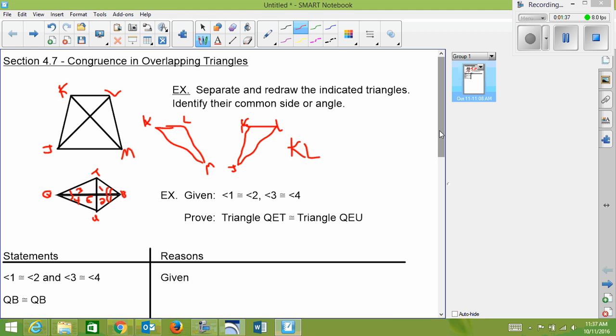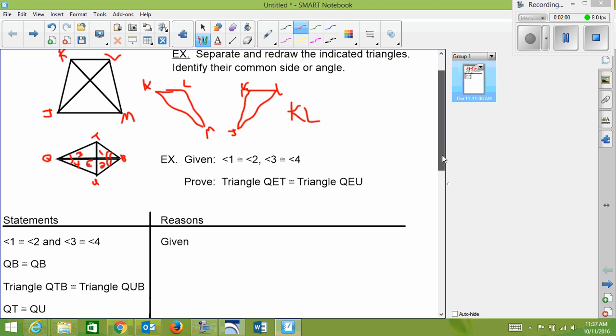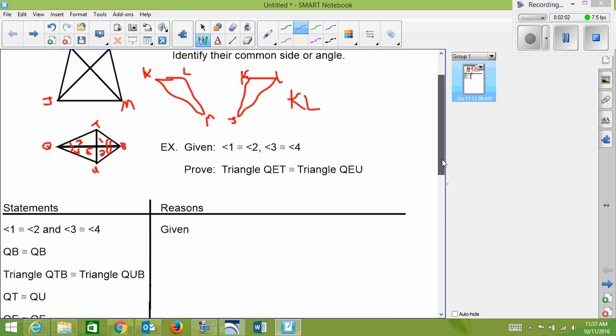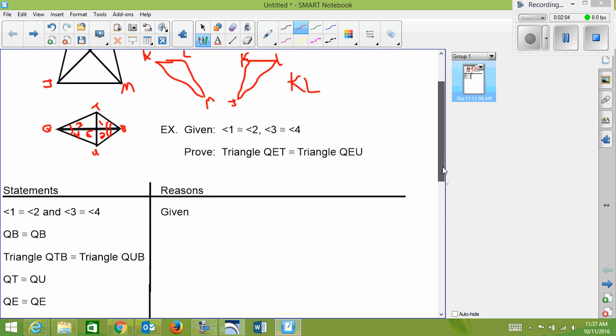So then I just have one more example for you. We're dealing with this figure right here. So given is that angle 1 is congruent to angle 2, and I have that marked here. And angle 3 is congruent to angle 4, and I also have that marked. I want to prove that triangle QET is congruent to triangle QEU. So I started out with the given statement, which is angle 1 is congruent to angle 2, and angle 3 is congruent to angle 4.